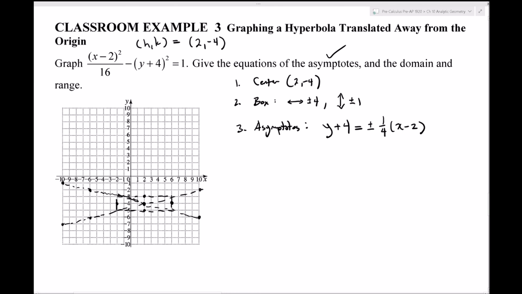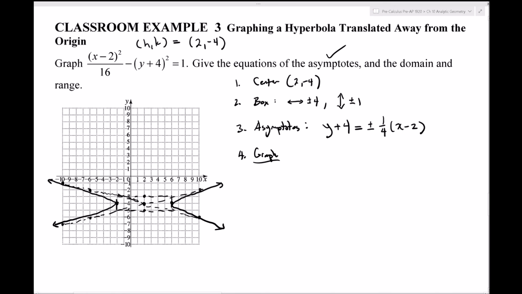And then which way does my hyperbola run? It goes this way, because it's horizontal. The x squared term's positive. So it looks something like that. It's very thin. So step number 4, we graphed. We finished the graph of the hyperbola, and I think that's all they want.